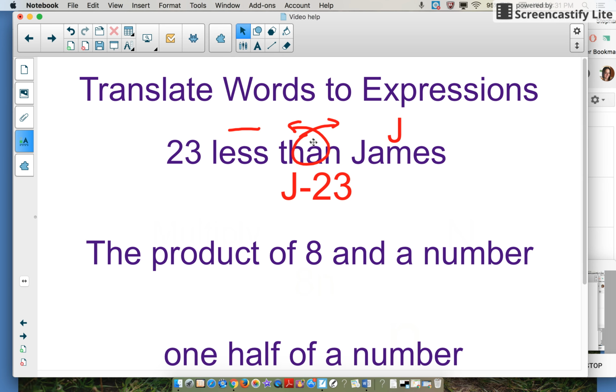And so that turnaround word, so it says 23 minus turnaround J. That turnaround means that anything that came after the J or after the subtraction sign is going to go before. And anything before the subtraction sign is going to go after. We're going to turn it around. So our answer is actually J minus 23.